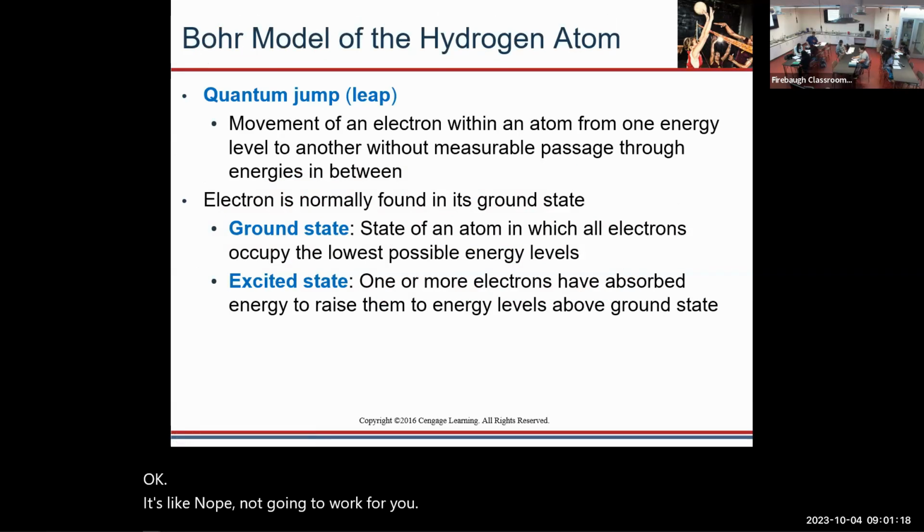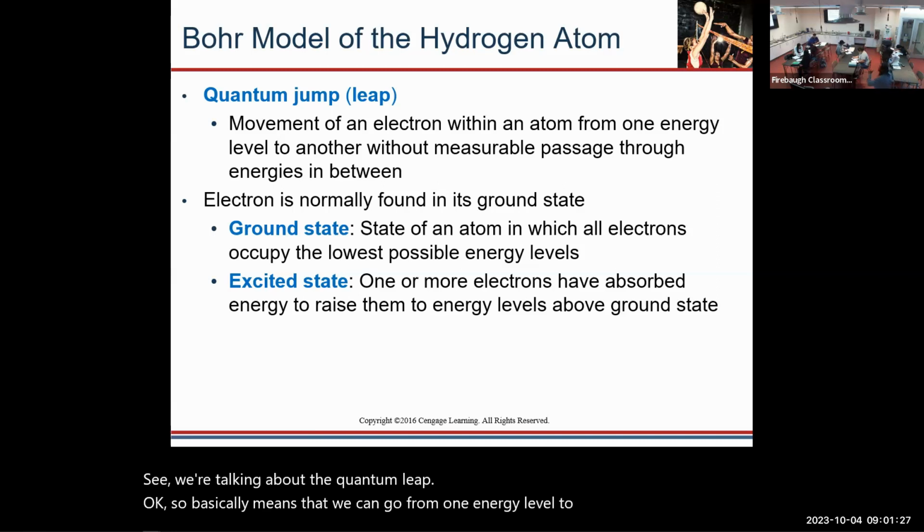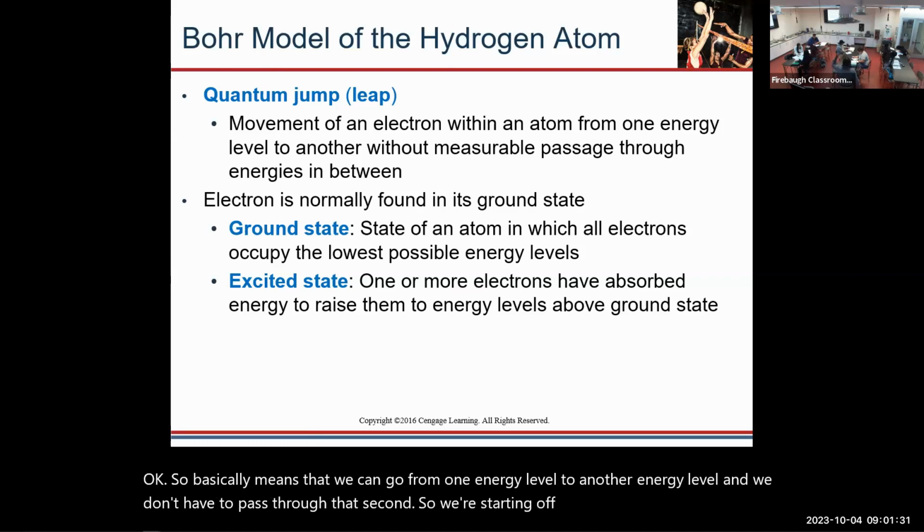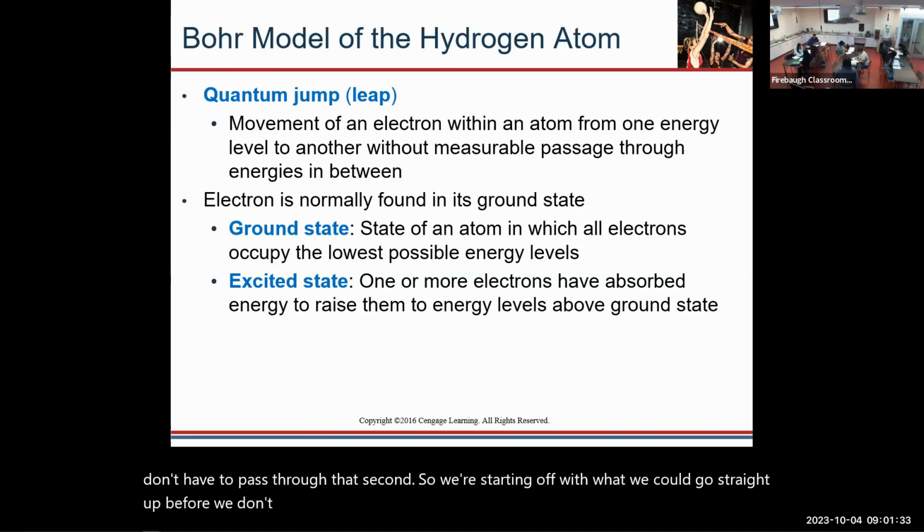We're talking about the quantum leap. Quantum leap basically means that we can go from one energy level to another energy level, and we don't have to pass through the second one. So if we're starting out at 1, we can go straight up to 4. We don't have to worry about passing through 2 and 3. There's no route, right? So that's that concept.